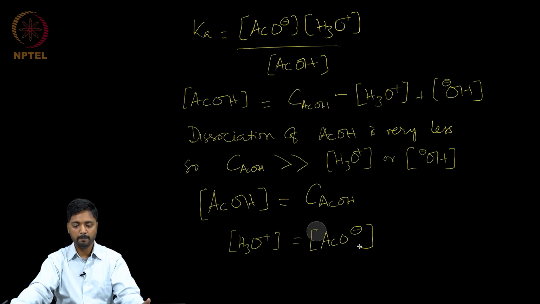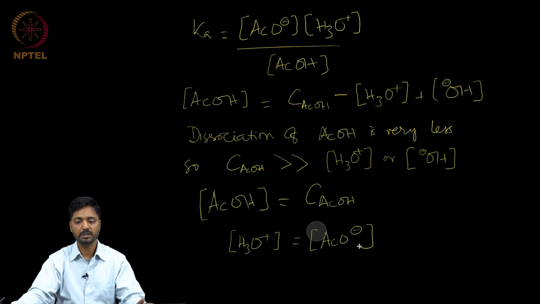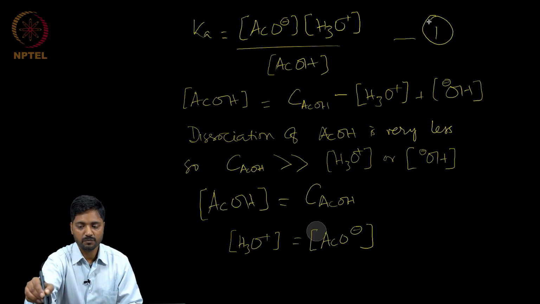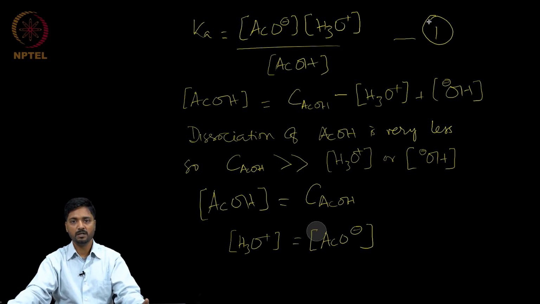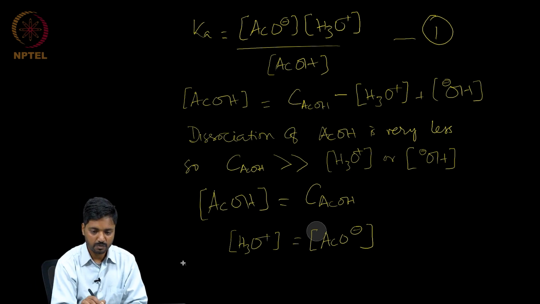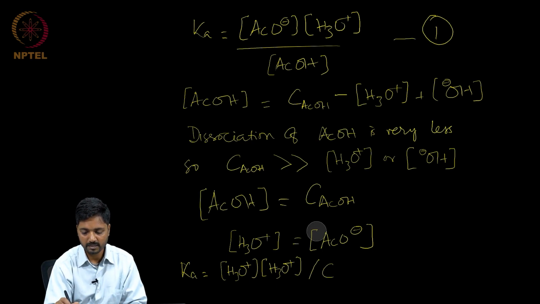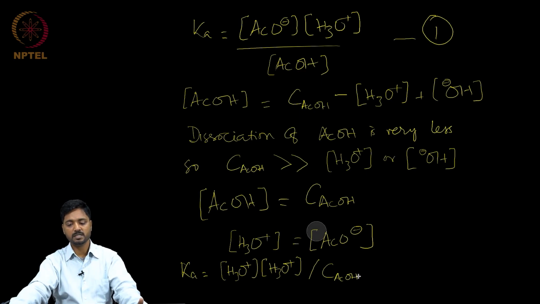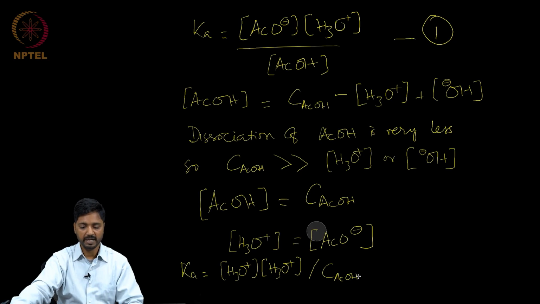Now, when we plug these into our equation 1, which is the acidity constant equation, what we observe is that Ka turns out to be equal to the hydronium ion concentration times the hydronium ion concentration, divided by the original concentration of the acetic acid that was made.